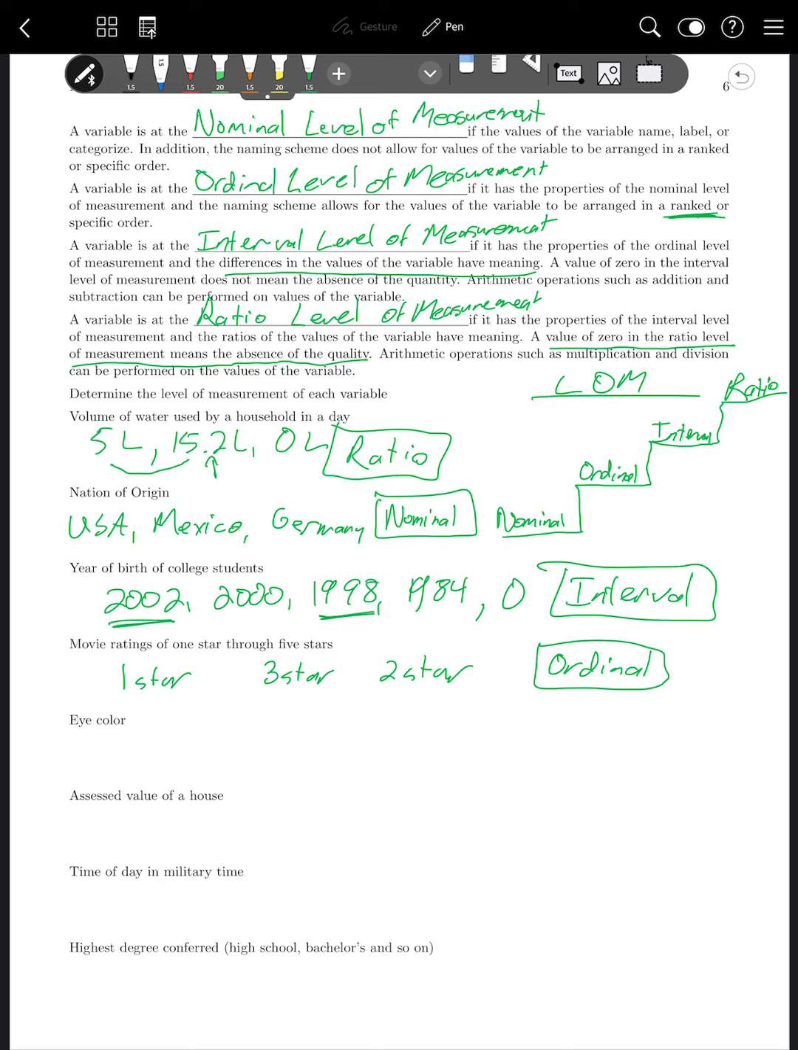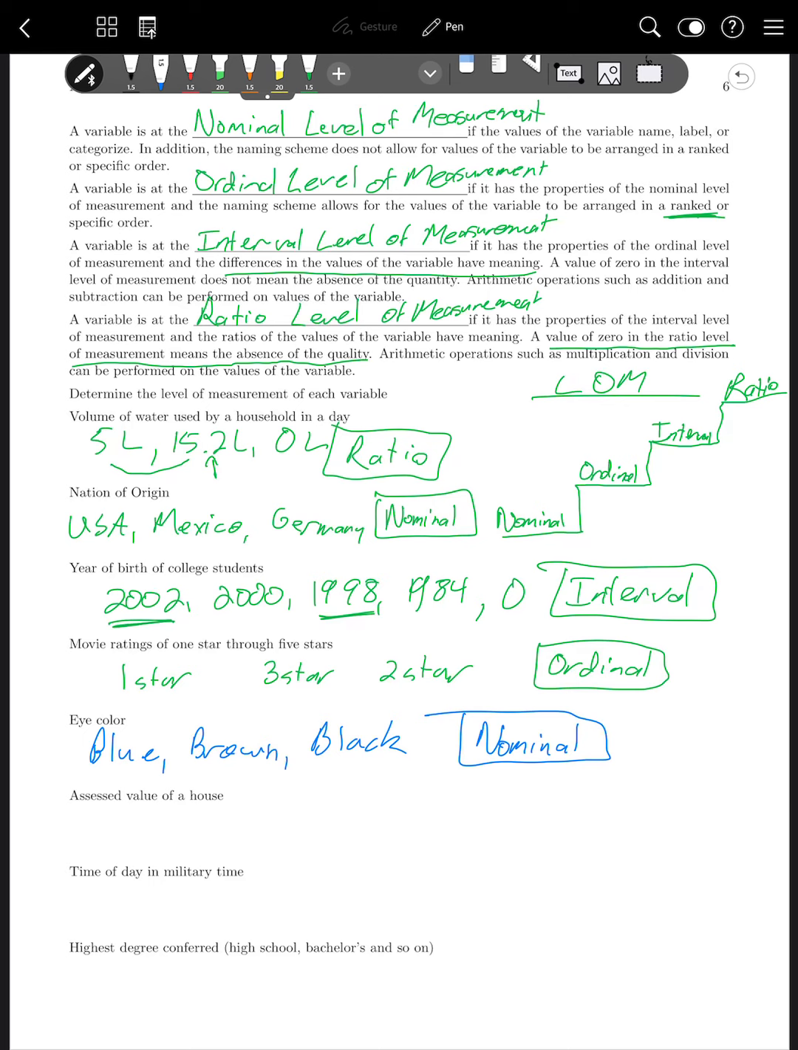So eye color, right? So eyes could be blue, they could be brown, could be black, right? And there's other options. Is there any way to rank eye color? No, right? Not that we would all agree on. So that means this is only at the nominal level. We can't go any higher because we didn't make it up that first step.